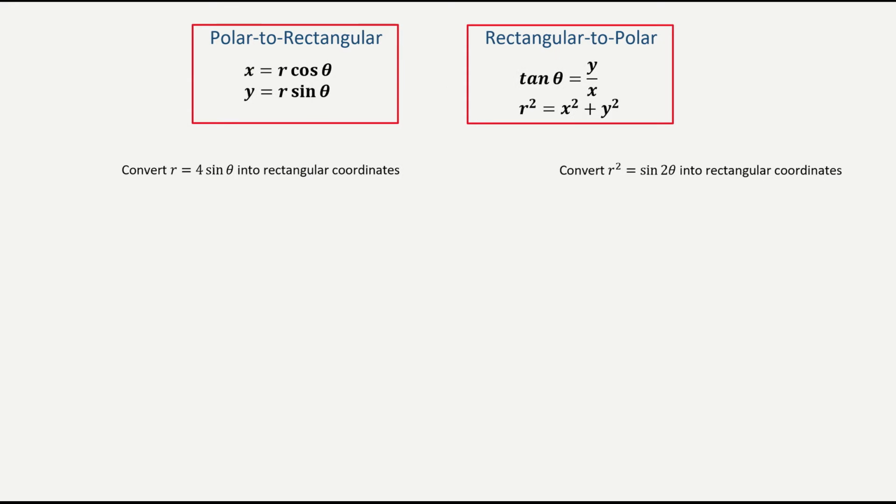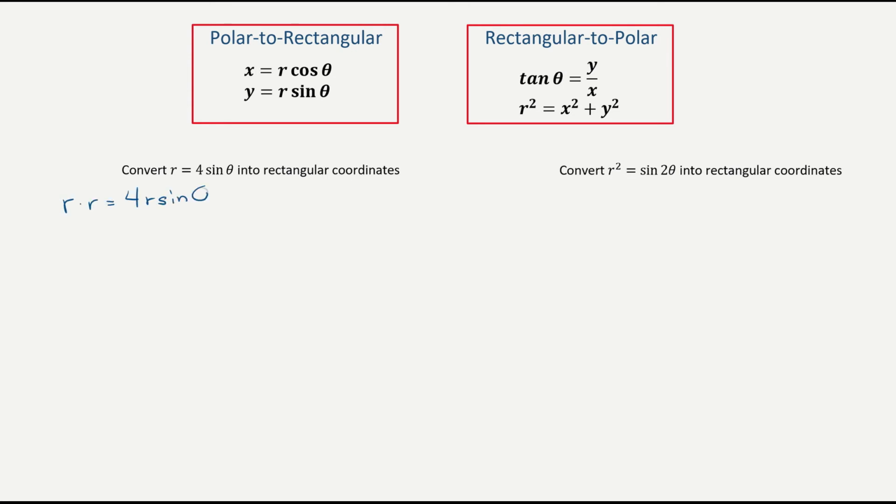And then 2 more equations here, and these can be a little more difficult. We're converting polar into rectangular. So r equals 4 sine theta. If I can get an r squared in here, that's going to be good. So what I'm going to do is multiply both sides by r.